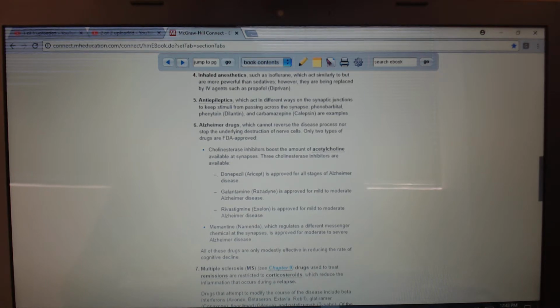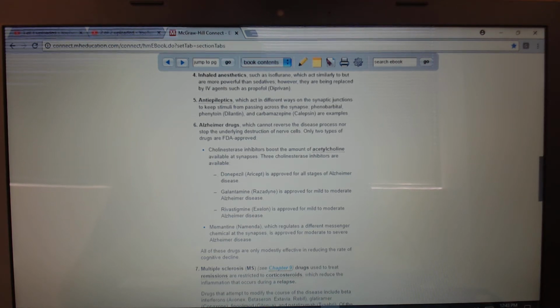Alzheimer's drugs cannot reverse the disease process nor stop the underlying destruction of nerve cells. Only two types of drugs are approved. Cholinesterase inhibitors boost the amount of acetylcholine available at the synapse. Three cholinesterase inhibitors are available. Aricept, donepezil, is approved for all stages of Alzheimer's disease. Galantamine, which is Razadyne, is approved for mild to moderate Alzheimer's disease. Rivastigmine, Exelon, is approved for mild to moderate Alzheimer's disease.